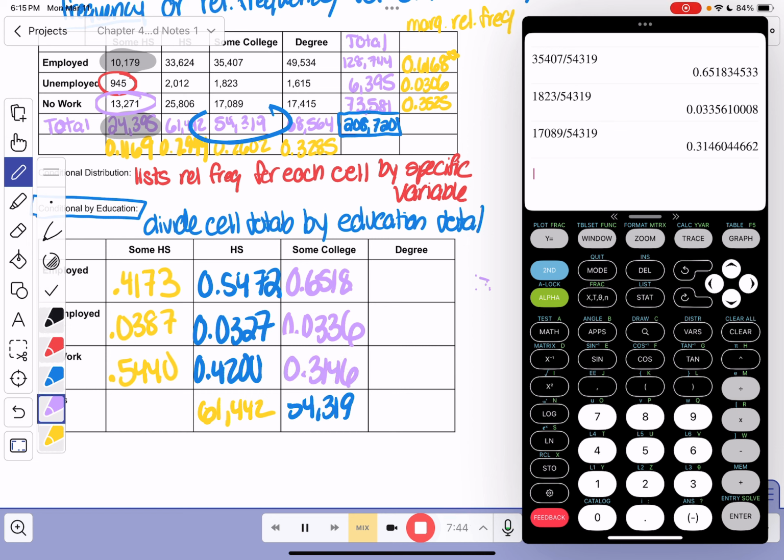4, 6. And then the last column we would divide by 68,564.